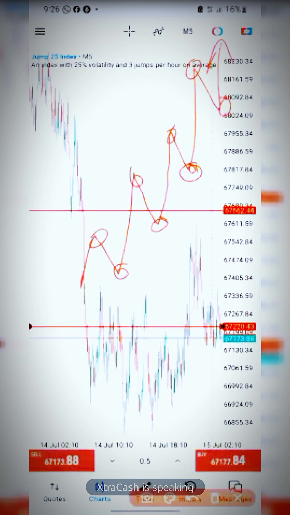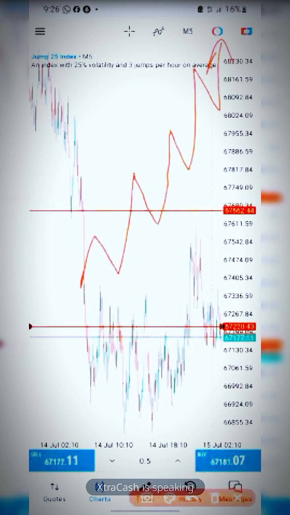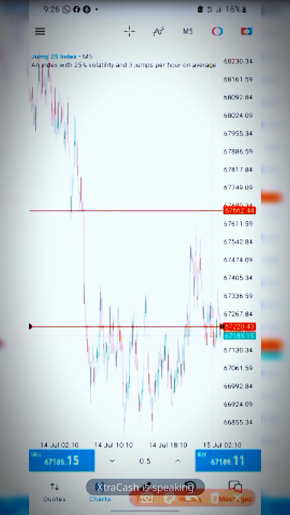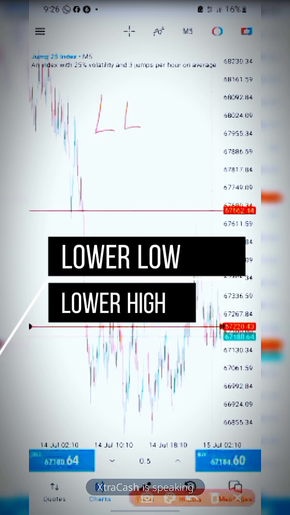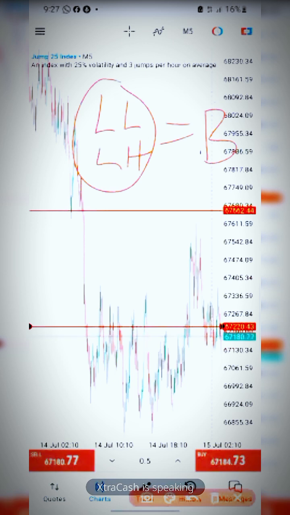Now, my aim and objective is to explain this trend line in a way that even a layman will find very easy to understand. To make it easy for a layman, you must look at this: for every bullish trend, you consider that you have a lower low and a lower high. I will explain this lower low and lower high. For every bullish trend, you will have a lower low and a lower high.